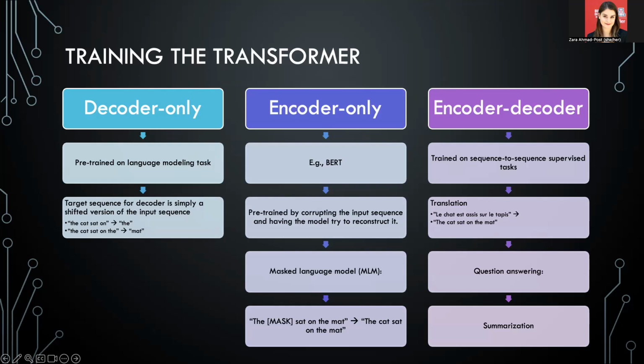Let me have parity with my slides. So the cat sat on, the next target would be the, right? And then if we move it over one more, the cat sat on the, then the next target is mat. Does that make sense? Okay, great. Are we in a good spot with this so far?